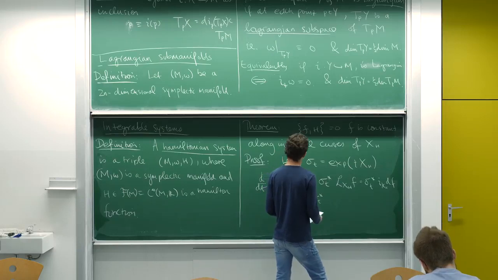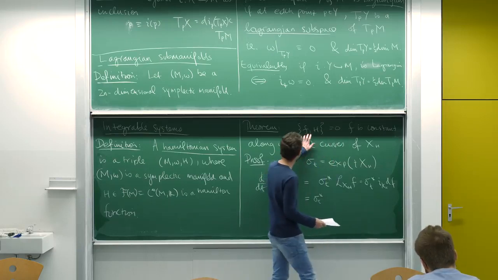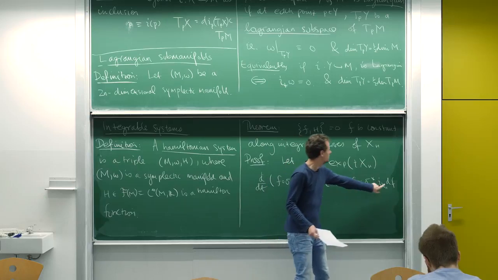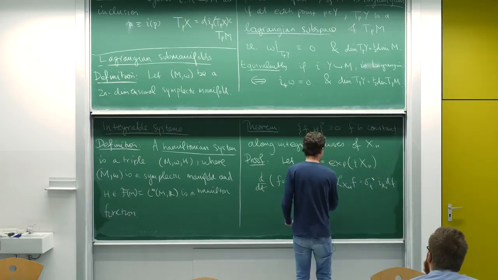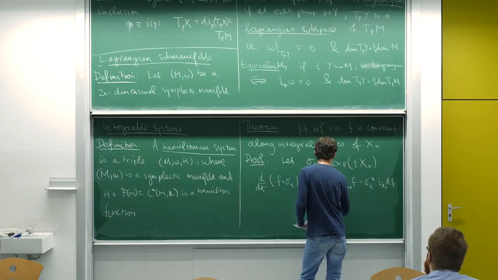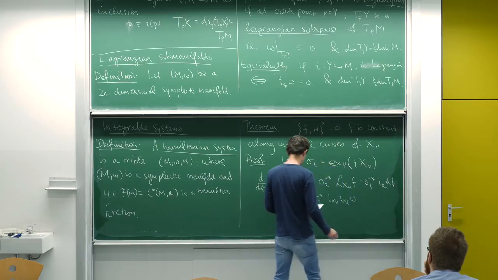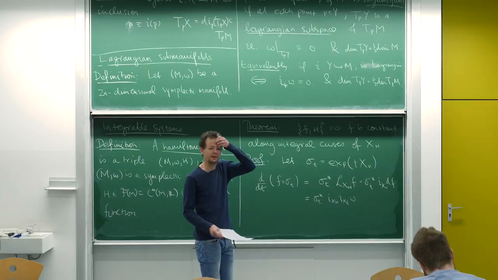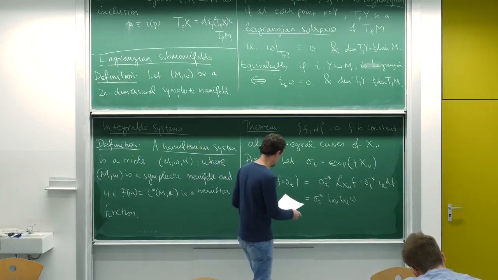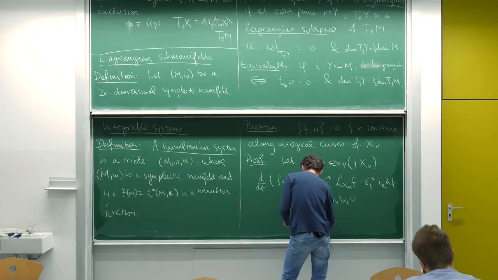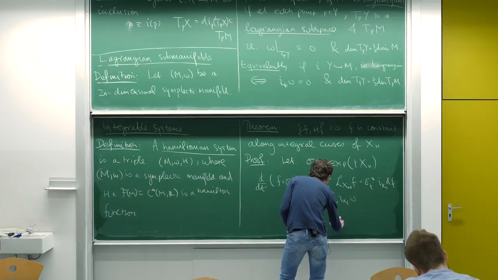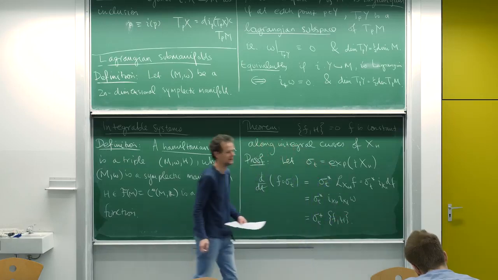And then we can find the corresponding vector field for f via the symplectic 2 form. But that's the Poisson bracket in disguise. And so we're done.